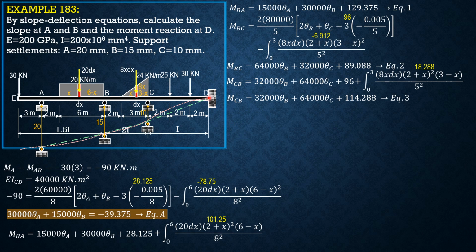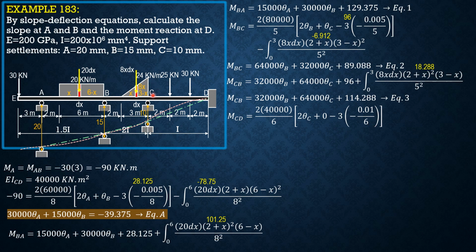MCD, again, the chord joining C and D is rotating counterclockwise. Again, delta is negative and it is 10 mm or negative 0.01 meter. So MCD is 2 EI, EI is 40,000 over L, which is 6. And the quantity 2 theta C plus theta D, which is 0 because this is fixed. Then minus 3 times delta over L. Delta is negative 0.01 over 6.